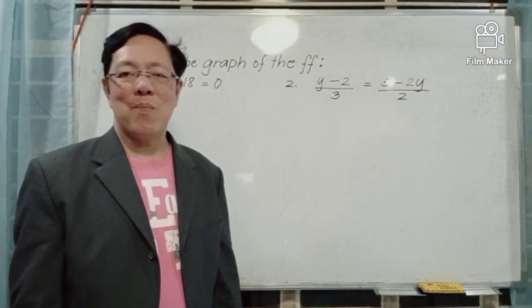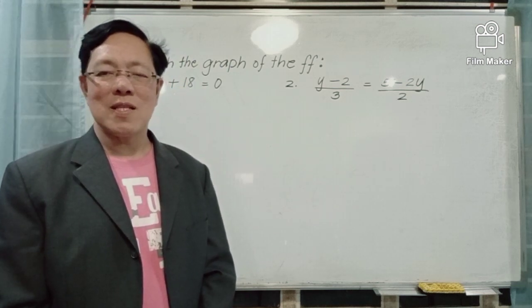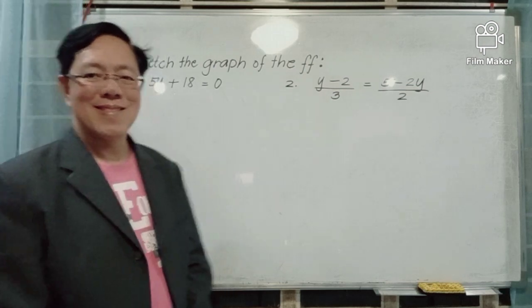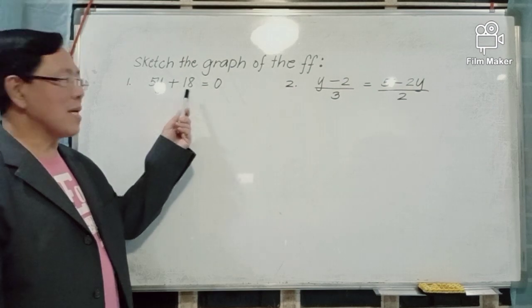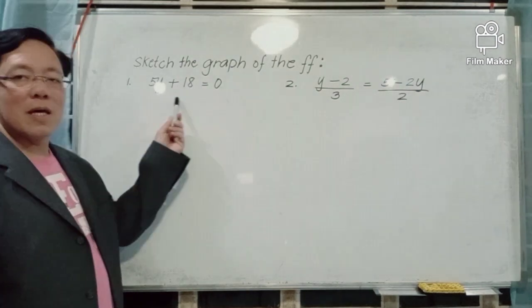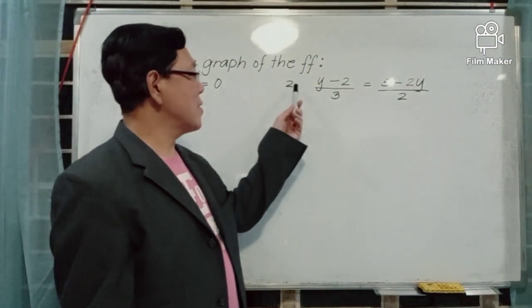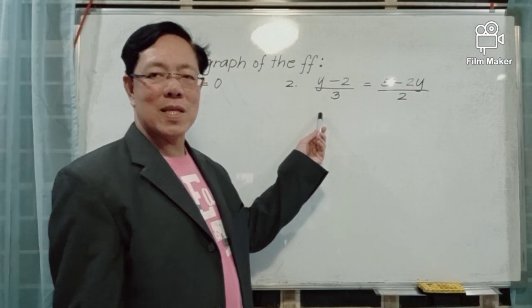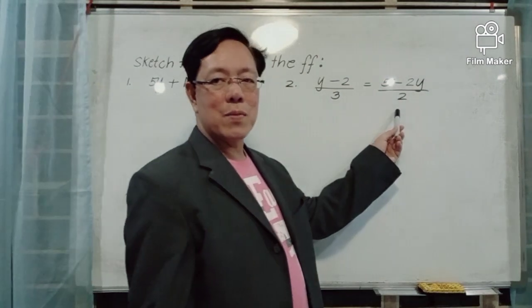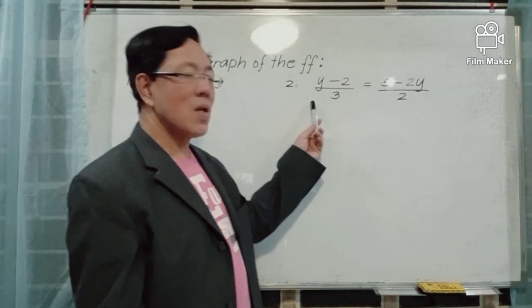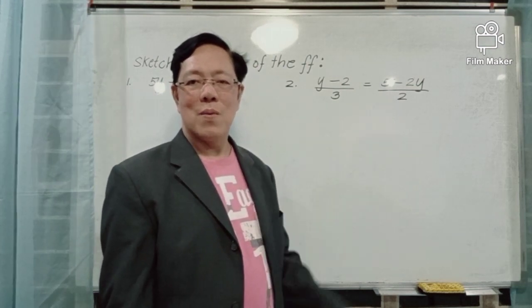We take 2 more examples. This time, the given linear equations are linear equations in one variable y. Number 1, we are given 5y plus 18 equals 0. This is a linear equation in one variable y. In number 2, we are given y minus 2 over 3 equals 5 minus 2y all over 2. This is also an example of linear equation in one variable y, and the variable is y.